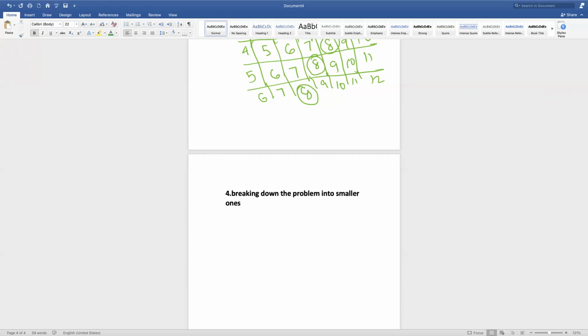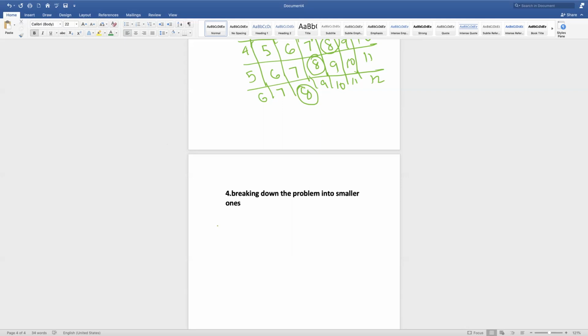So the houses on Main Street are numbered consecutively from 1 to 150. How many house numbers contain at least one digit 7? So there are 150 houses. They're numbered from 1 to 150 on the doors. And then they're asking how many 7s are there. So we're going to break this down into smaller questions.